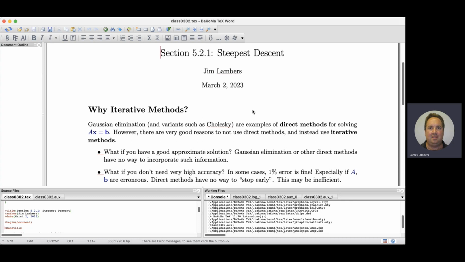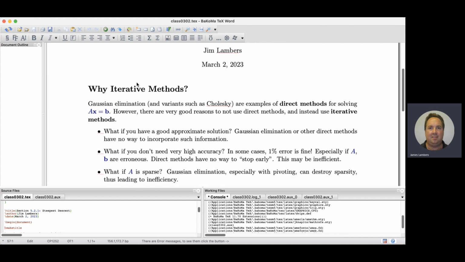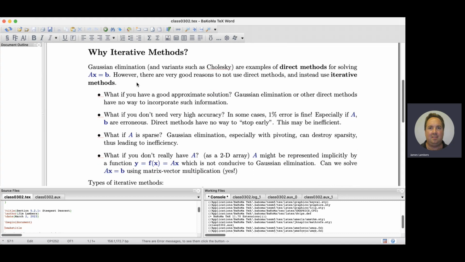Also, what if you only need an approximate x? What if having only 1% error or something like that is perfectly fine? Then there's no way to stop early and settle for lesser accuracy. You have to go all the way to the end. And that could be wasted effort. If A and b are quite erroneous, then why go for full precision in that case?